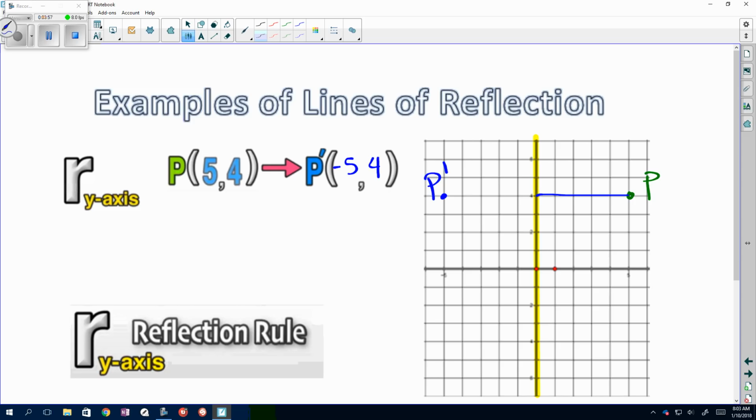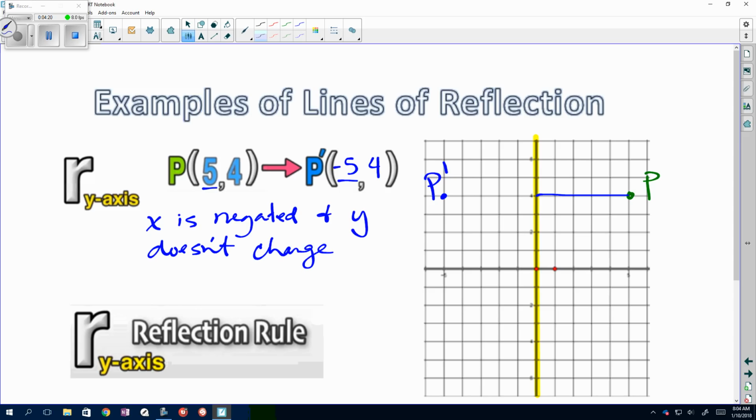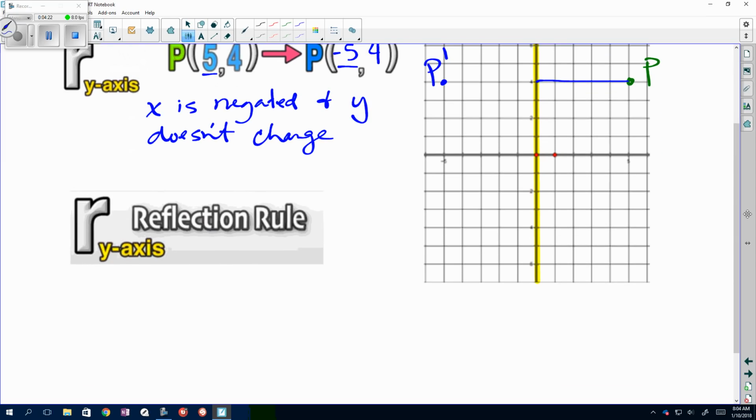So look at the pattern here. When I'm reflecting over the y-axis, if you look, the x is negated, and the y does not change. So what you need to make sure you can do is the rule. Memorize the rule, because like I said, we're going to get into composite, that's more than one transformation at a time.